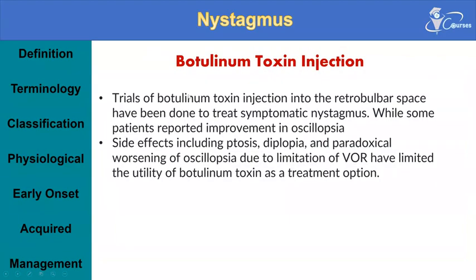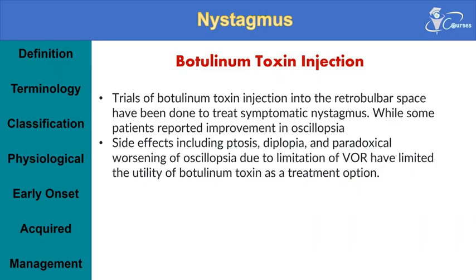And there is botulinum toxin injection. Some trials have been made to inject botulinum toxin into the retrobulbar space to treat symptomatic nystagmus. Some patients reported improvement of the oscillopsia. However, it can cause ptosis or diplopia, or, interestingly, it can cause paradoxical worsening of the oscillopsia.